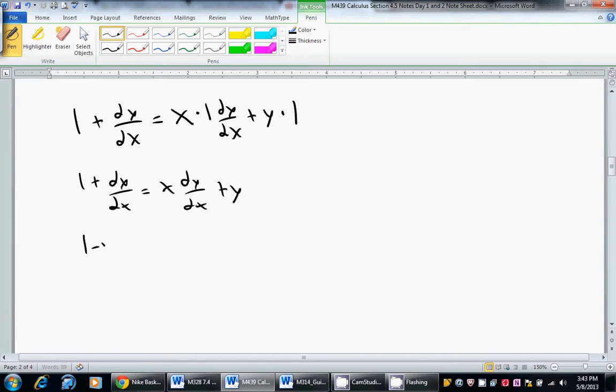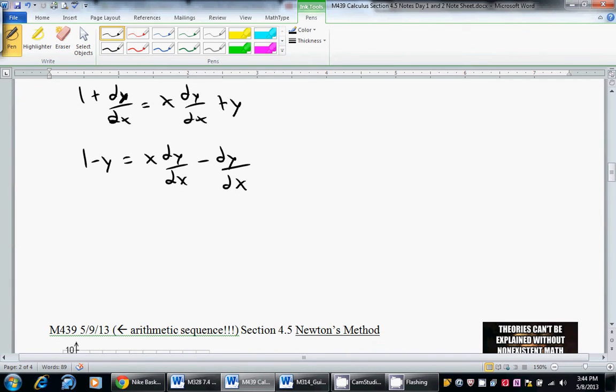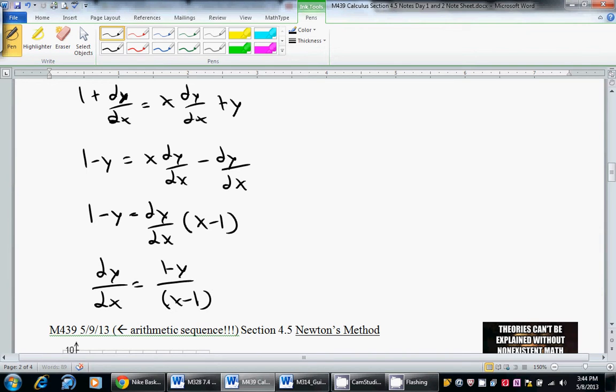So this is going to be 1 minus y equals x dy dx minus dy dx. That's supposed to be a y up here. That's supposed to be a d. Whoops. Okay, so now let's go ahead and factor out a dy dx. So I get 1 minus y equals dy dx times x minus 1. Therefore, dy dx equals 1 minus y over x minus 1.